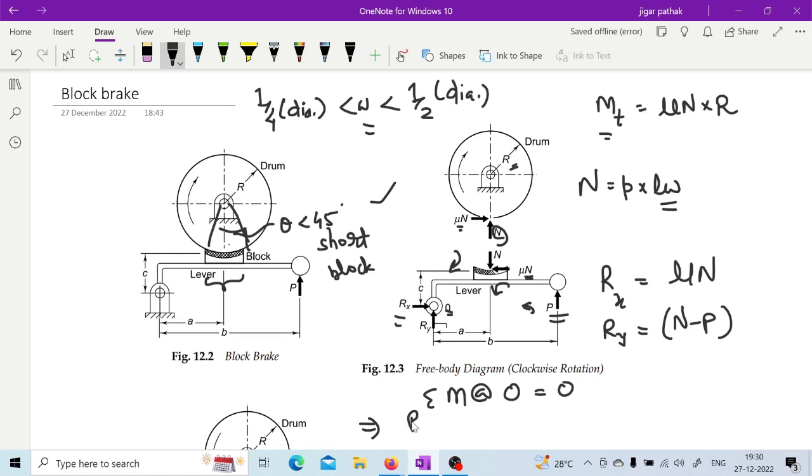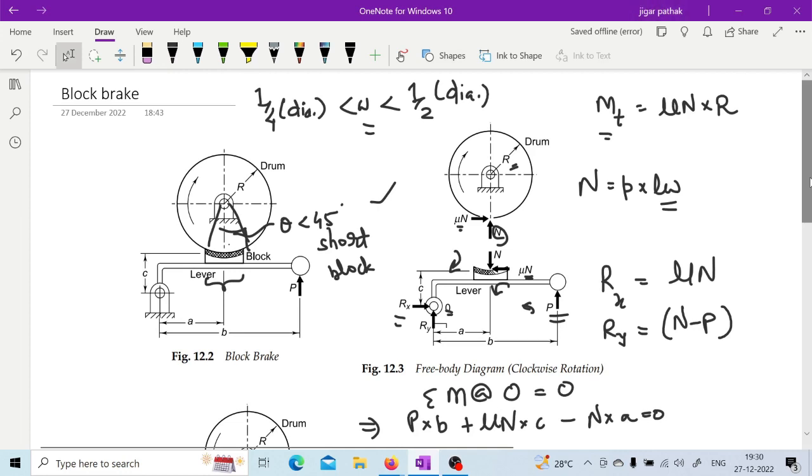So if we consider this anti-clockwise moment as positive, then P cross B plus mu N into C, minus N into A. Sorry, here mu N into C is there. A is the distance for that force N. So here mu N into C and N into A, so the sum is equal to 0.